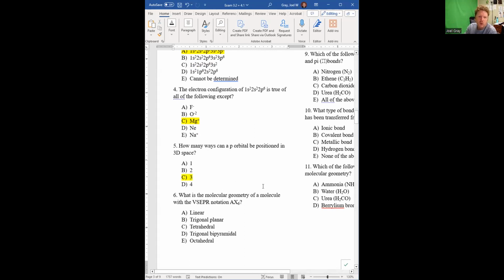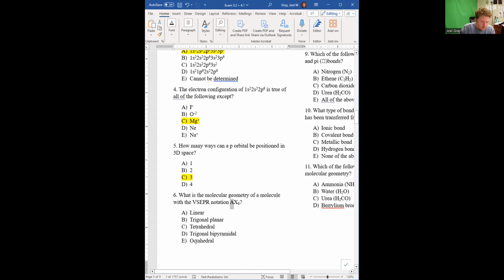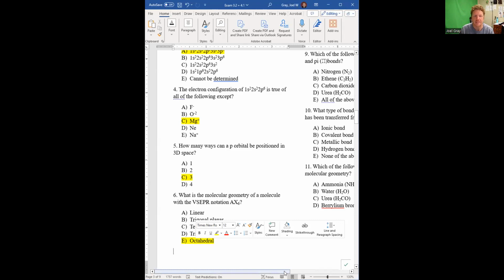Question number 6. What is the molecular geometry of a molecule that has VSEPR notation of AX6? So this is a central atom, A, with a total of 6 adjacent atoms. It has no lone pairs of electrons, so that means that there's going to be 4 around the waist, and then 1 up top, 1 on bottom, sorry. 2 on the y-axis, the other 4 on the x-axis. And that is going to be octahedral. So that would make a shape that has 8 sides to it.